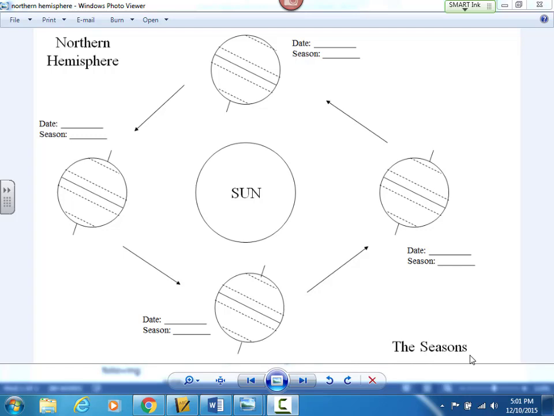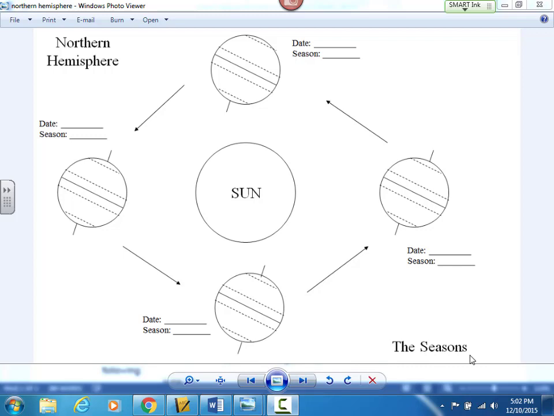What we're going to be doing today is taking that information we learned about why we have seasons and putting that into more of a picture format. So you have two diagrams, one that says Northern Hemisphere, one that says Southern Hemisphere. They look very much the same. Be sure you're on the right page. And you also have a list of things to label on those diagrams.